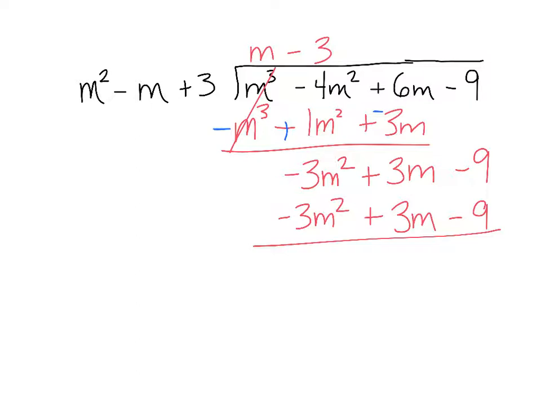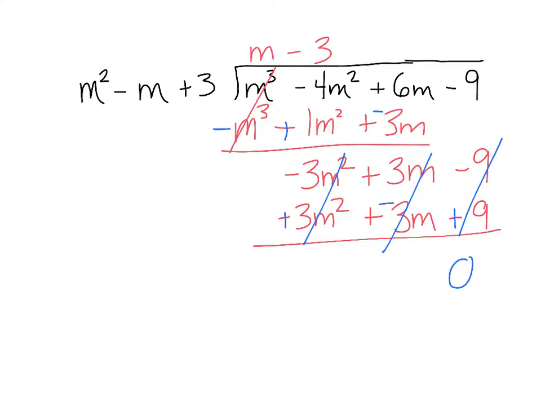Draw your line. Let's subtract. That negative goes positive. That positive goes negative. That negative goes positive. Let's start combining. The first terms cancel. Oh, looky there. You have a positive 3m and you have a negative 3m. Those are going to cancel. You have a negative 9 and a positive 9. Those are going to cancel. What does that mean? That means I don't have a remainder.